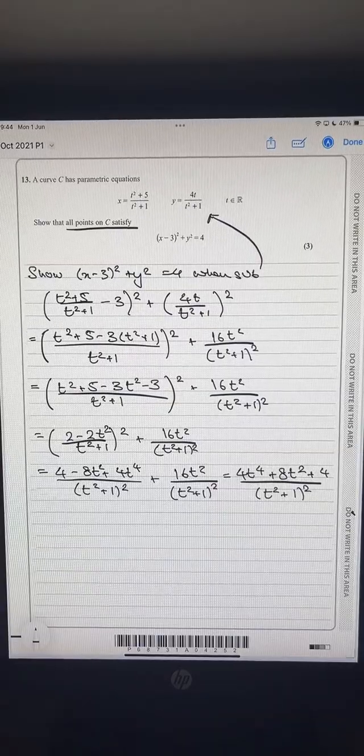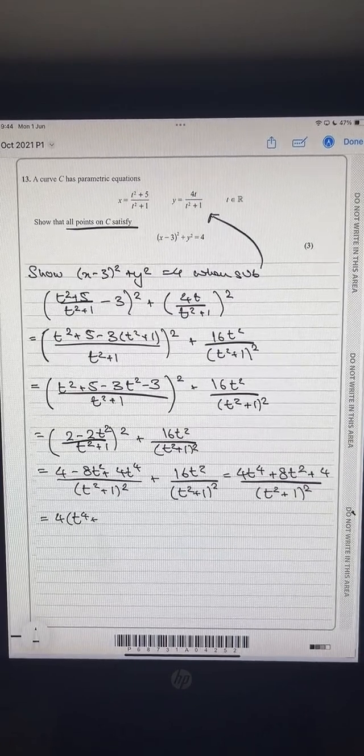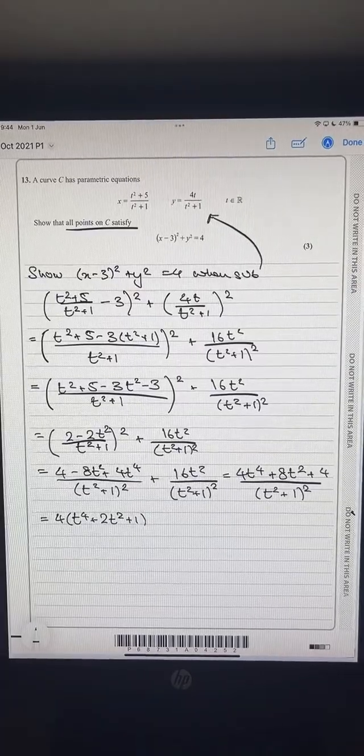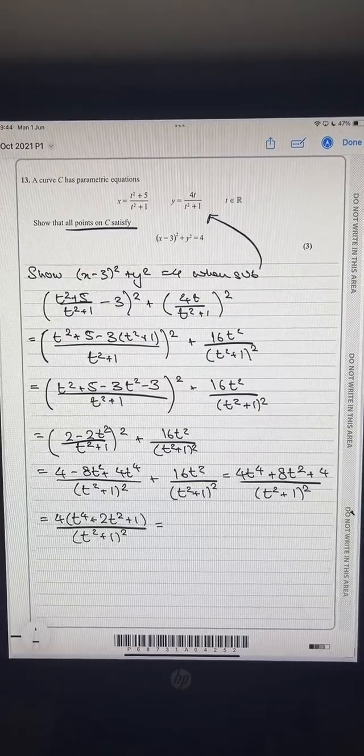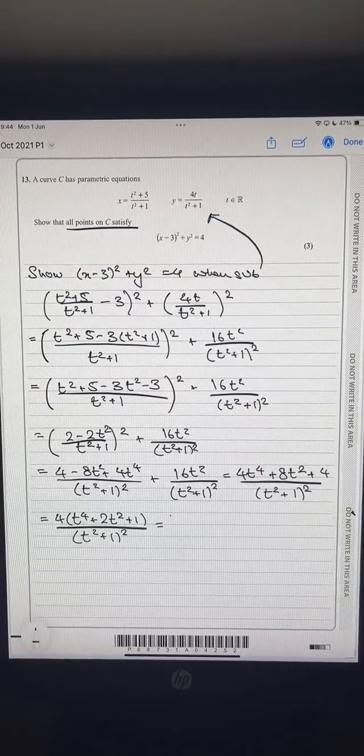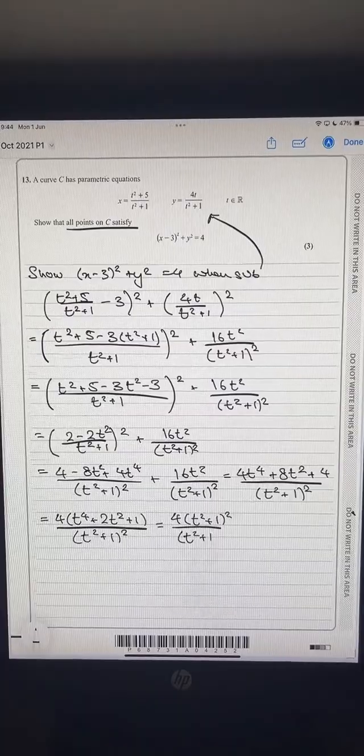Nice. And then I've got some more algebraic fudging around to do, so I'm going to factorize out my 4 from the top. So I've got 4 lots of (t to the 4 plus 2t squared plus 1) divided by (t squared plus 1) whole squared. And I should be very happy right now because this thing, when I factorize it, gives me (t squared plus 1) whole squared, divided by (t squared plus 1) whole squared.